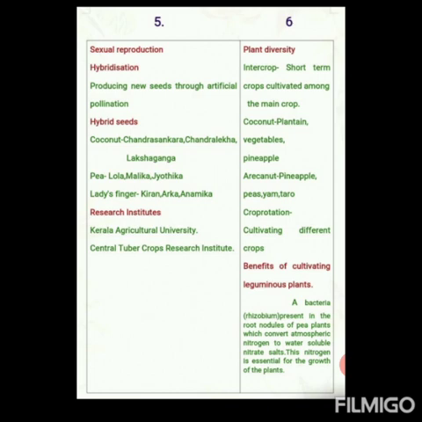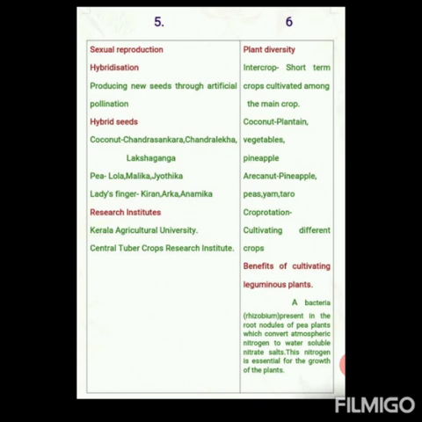Short-term crops cultivated among the main crop, that is known as intercropping method. For example, coconut planting, vegetables, pineapple, areca nut, pineapple, peas, yam, taro. So one main crop will be there, and in between the main crops, short-term crops will be cultivated. This method is known as intercrop. Now next is crop rotation, that is cultivating different crops one after the other. Rotation means one after the other. So one after the other different crops were cultivated. That is crop rotation.